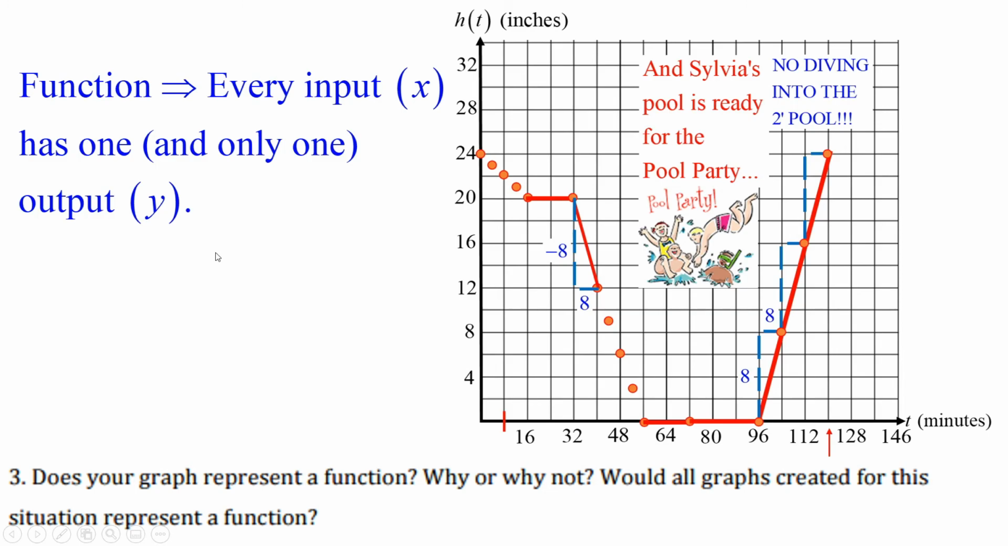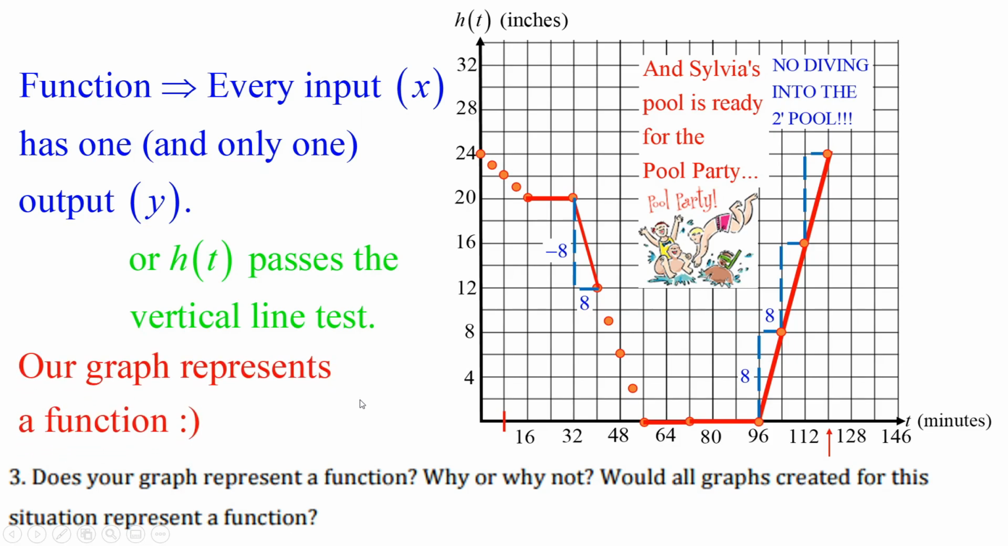Okay, so now there's an easier way to picture that if I have a graph already. We do a thing called the vertical line test. Now, if wherever I draw a vertical line across this graph, it will only cross the graph at one point, then that would be the graph of a function. So, h of t passes the vertical line test. And this graph would pass a vertical line test. There is nowhere where I could draw a vertical line that's going to cross that graph at more than one point. So, our graph represents a function.